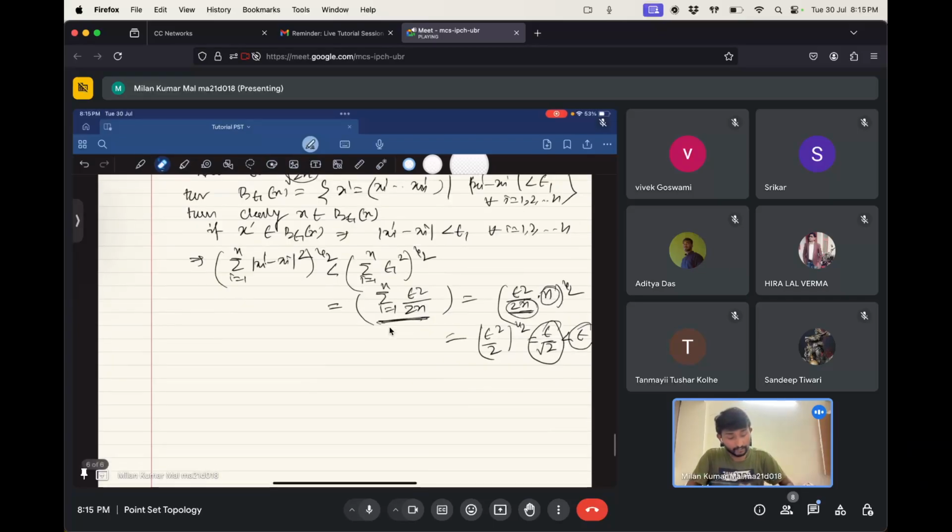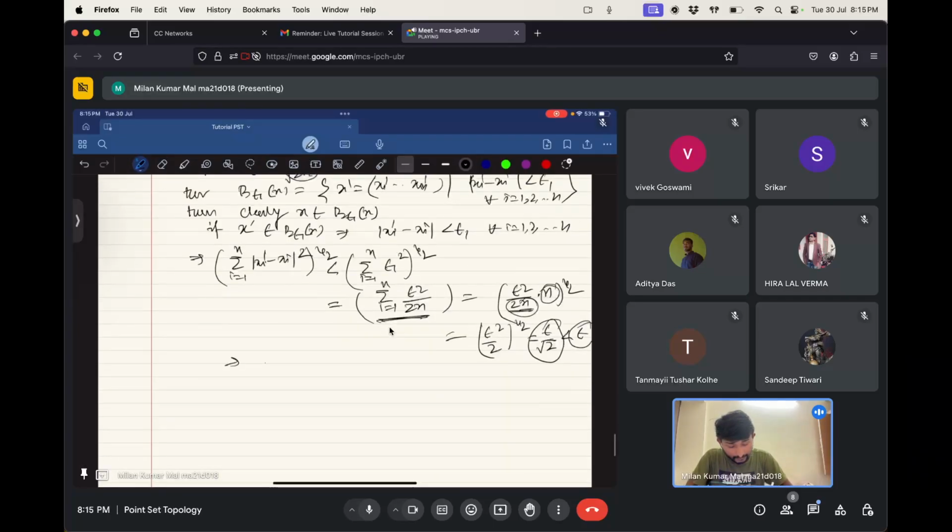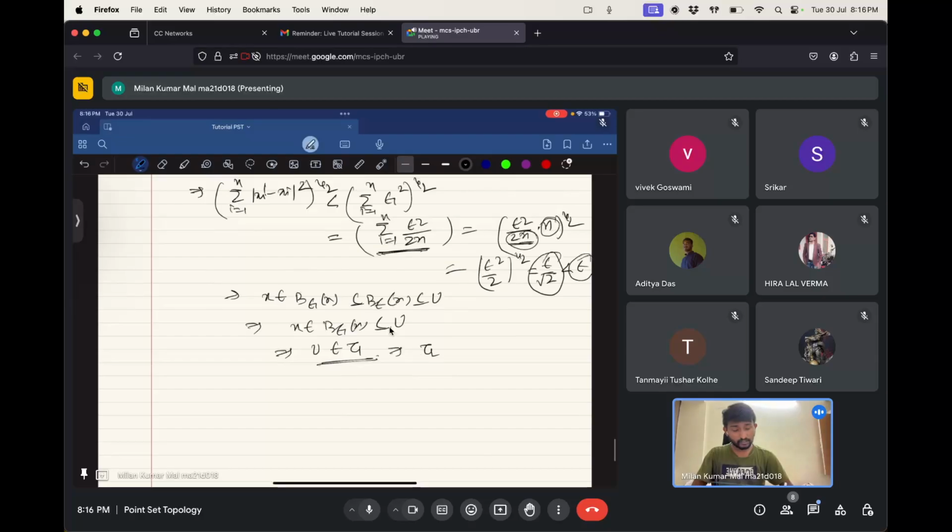So that means there exists an epsilon 1 such that x belongs to B epsilon 1 of x, which is a subset of B epsilon of x, and that is sitting inside U. That means x belongs to B epsilon 1 of x, a subset of U. That means U is in tau 1. That is the definition of the first case. So that means tau 2 is a subset of tau 1.